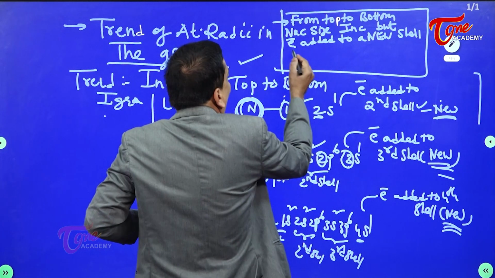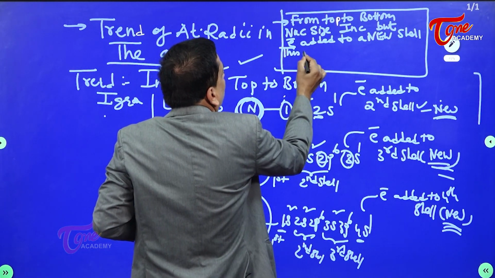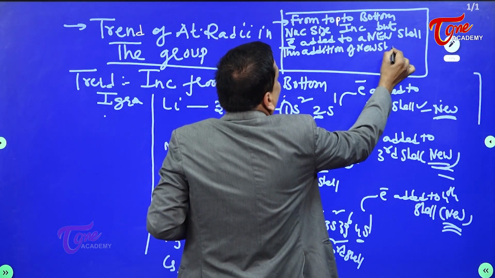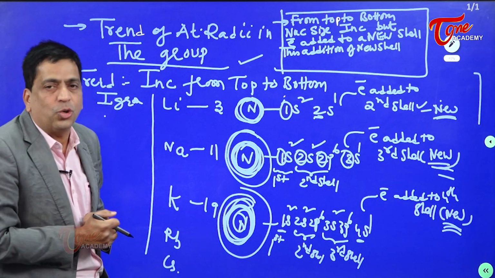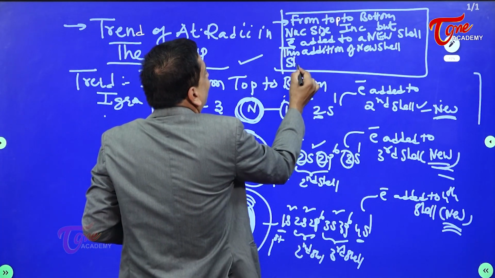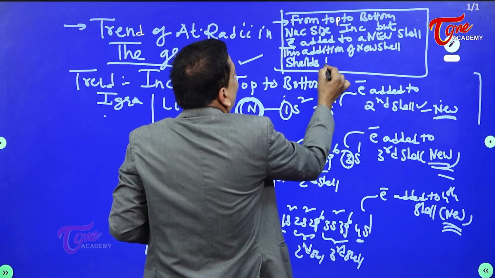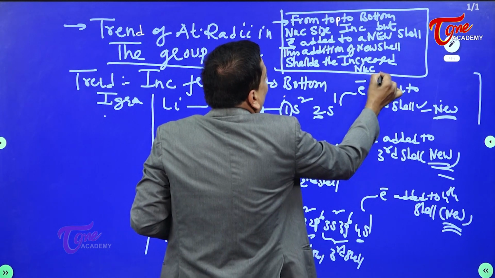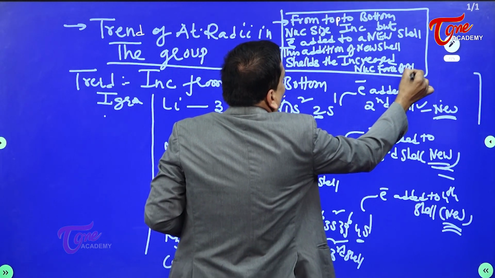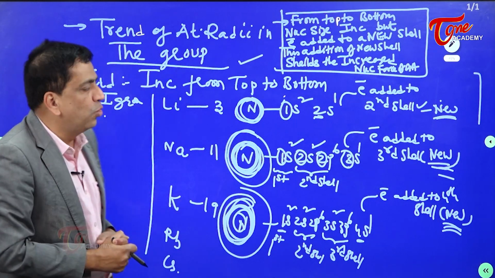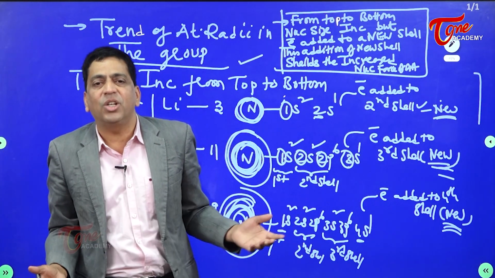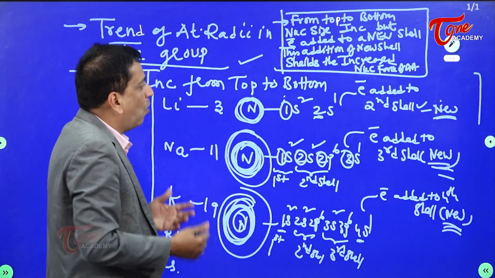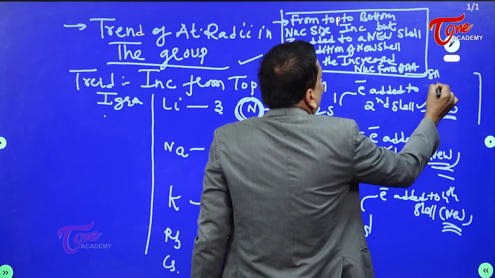So, added to a new shell, and I would like to say this addition of a new shell actually shields the increased nuclear force of attraction. This addition of a new shell, and the number of shells being increased between the nucleus and the outermost shell, you understand, then the consequence is the size increases.